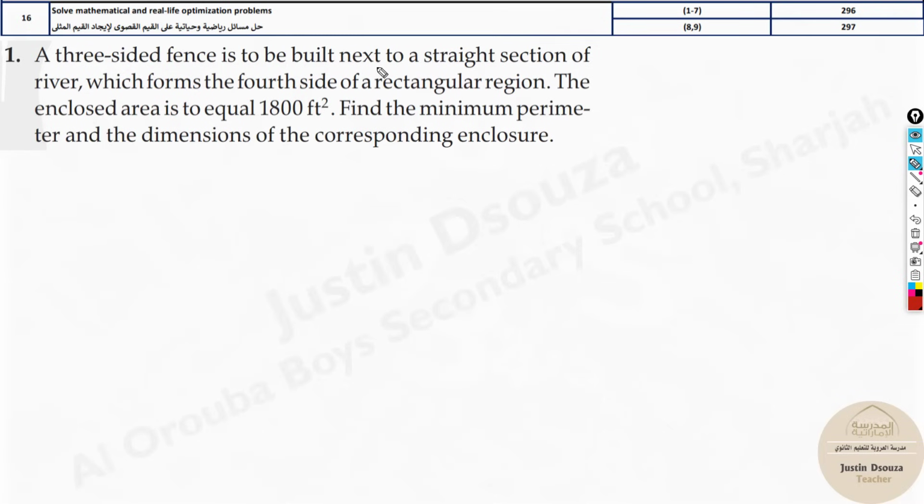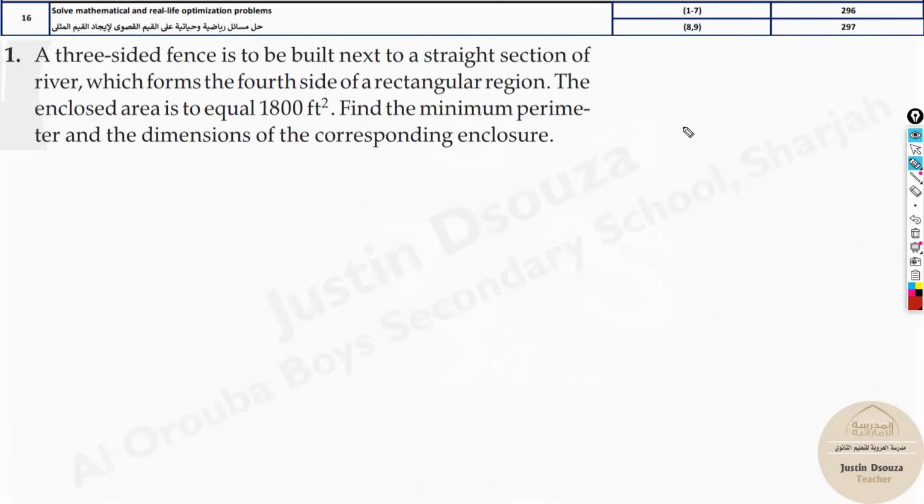A three-sided fence is to be built next to a straight section of river which forms the fourth side of a rectangular region. The enclosed area is equal to 1800 feet square. Find the minimum perimeter and the dimension of corresponding enclosure. Remember, this is the writing part. You need to write everything in detail.